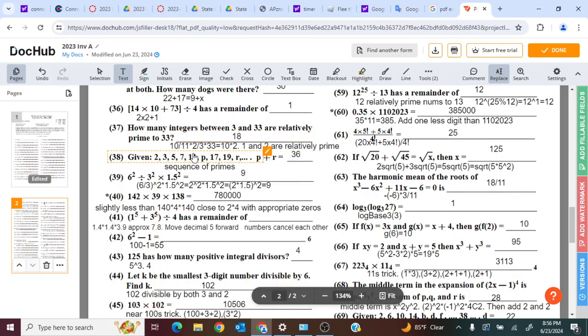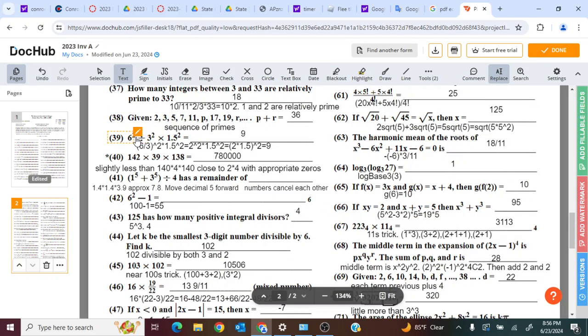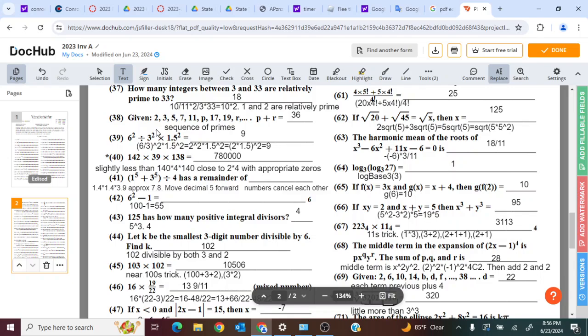This is a sequence of primes. 13, 23, 36. You can simplify this as 6 over 3 all squared, which is just 2 squared, times 1.5 squared, so 2 squared times 1.5 squared, which you can combine again. 2 times 1.5 all squared to get 3 squared is equal to 9.